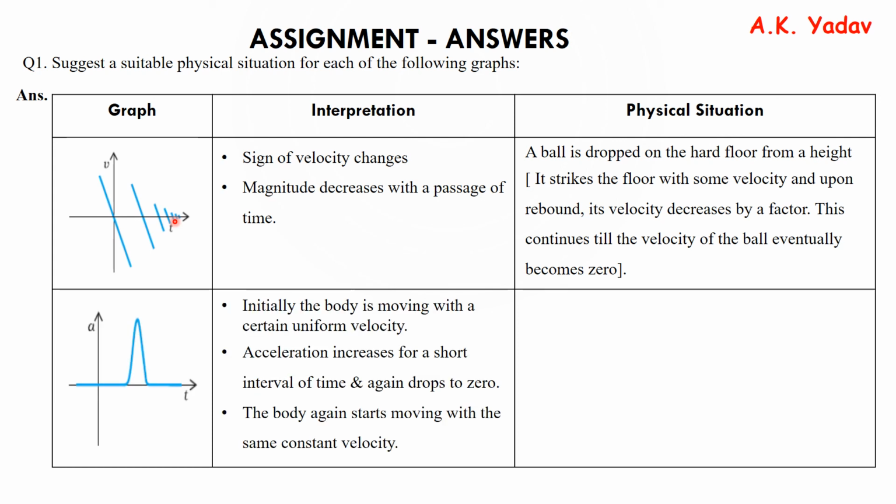Okay, the second one. Initially the body is moving with a certain uniform velocity because it's an acceleration time graph. The acceleration increases for a short interval of time and then again drops to 0. The body again starts moving with the same constant velocity. An example is a hammer moving with a uniform velocity that strikes a nail. When it strikes, the acceleration increases, then it decreases, and then it's uniform.